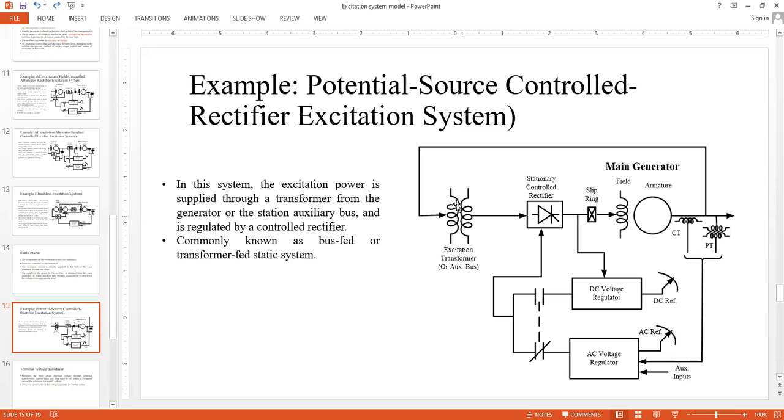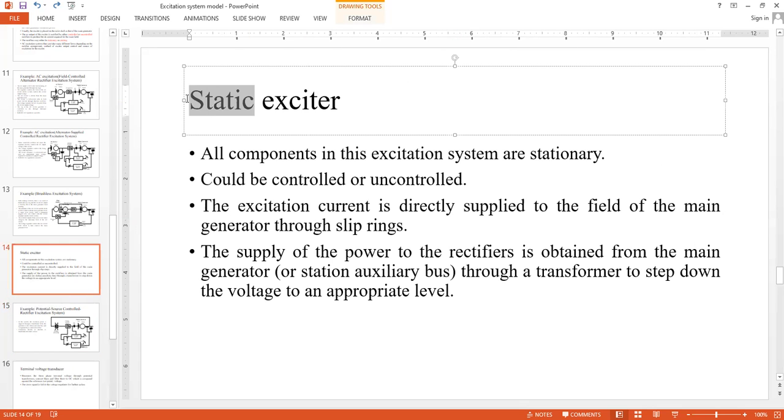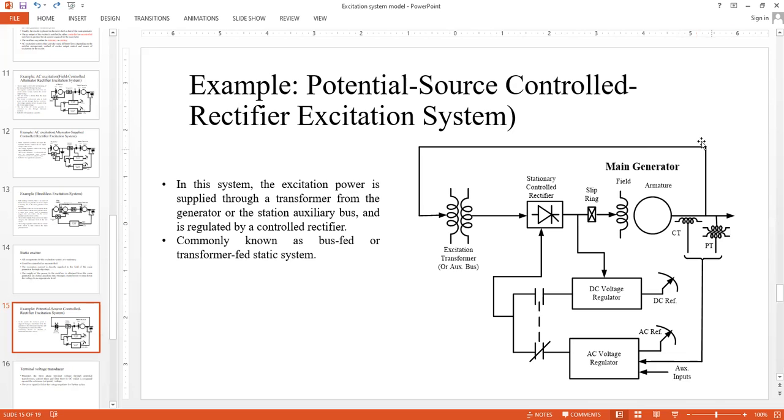Because of this excitation transformer, you see we are not using any rotating exciter, we are not using any pilot exciter, we are not using any AC generator or DC generator, no rotational device. So that's why it is known as static excitation. Simply a transformer is enough. So the transformer is there. Then the output of the transformer is controlled and rectified.